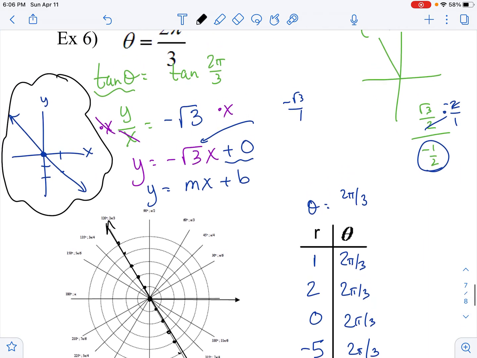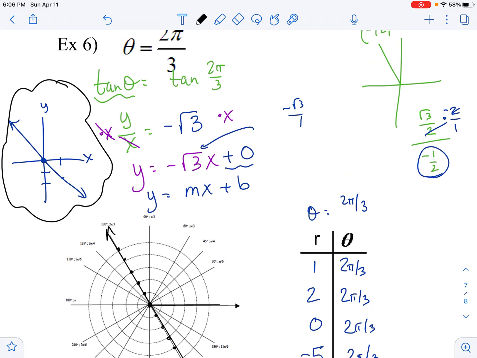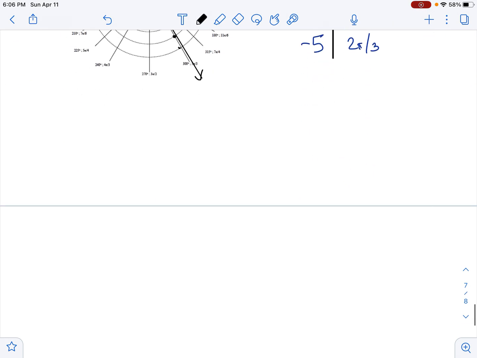So anytime we have the graph of theta equals something, it is going to be a straight line on that angle. That is all I've got for today.